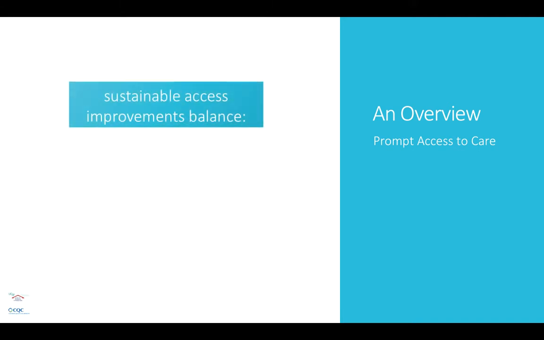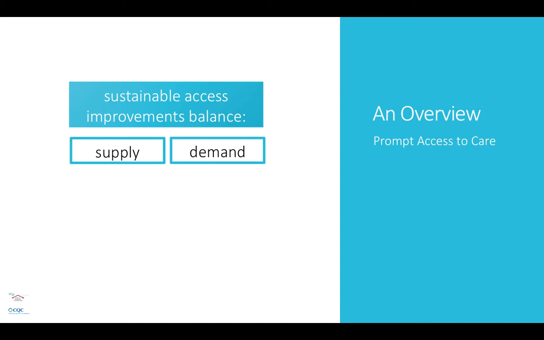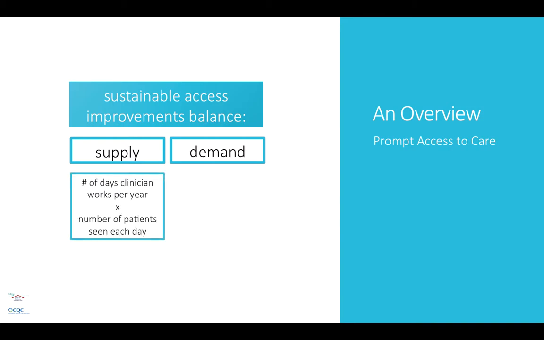Good access to in-person appointments means balancing supply and demand of visits. First, let's discuss how to measure supply and demand. Supply of in-person visits for one clinician for a year is calculated as the number of days the clinician works per year times the number of patients they see each day. So if a clinician works 135 days per year and sees 20 patients per day, their supply of appointments would be 2,700.